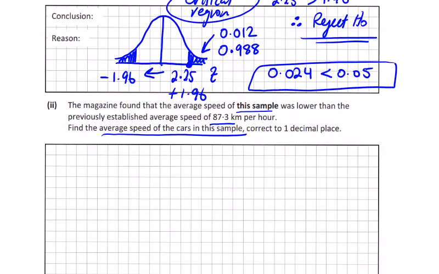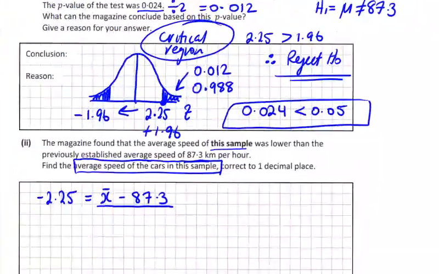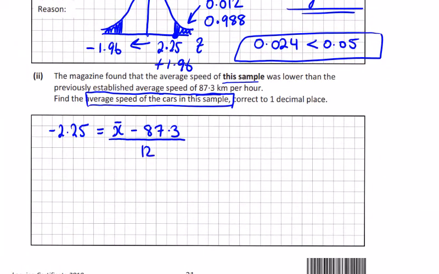So this z-score must have been a negative. So negative 2.25 would be my z-score for the previous sample. We don't know what x is. That's what we're trying to find out. Find the average speeds, the test statistic that gave us a value that this sample was lower than the previous one. We're testing it against 87.3. The sample size was 100 and the previous standard deviation was 12, wasn't it? 12 down the bottom there, 12 over root 100.